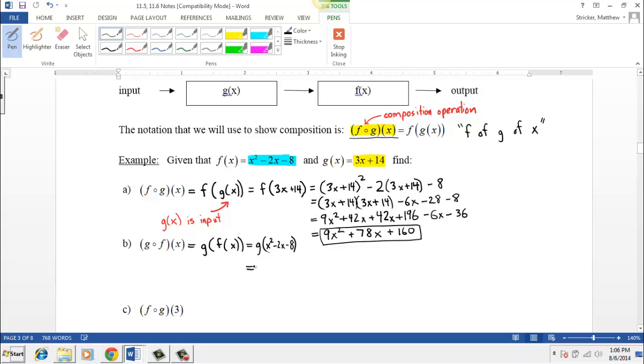And just like in the last problem, that means that we're going to take g of x, which is 3 times something plus 14, and we're going to plug in our input, our x squared minus 2x minus 8. We plug in f of x. And then, of course, it's algebra. We just simplify. 3x squared minus 6x minus 24 plus 14, which is 3x squared minus 6x minus 10.